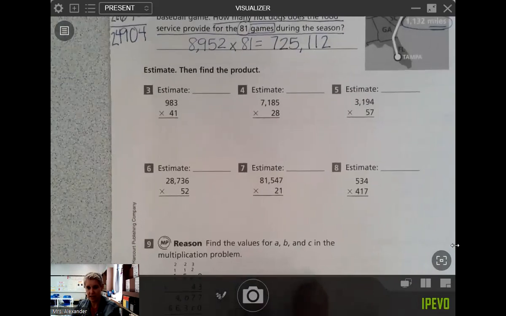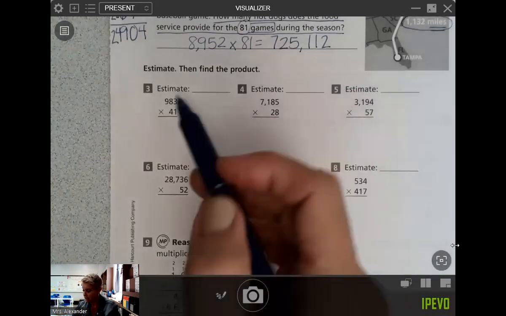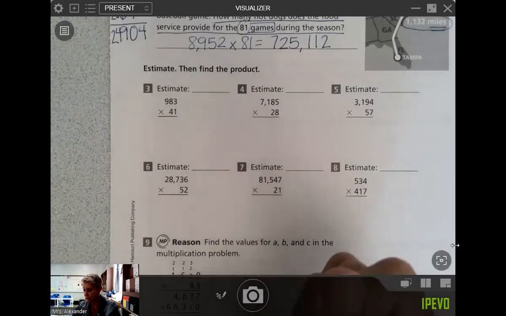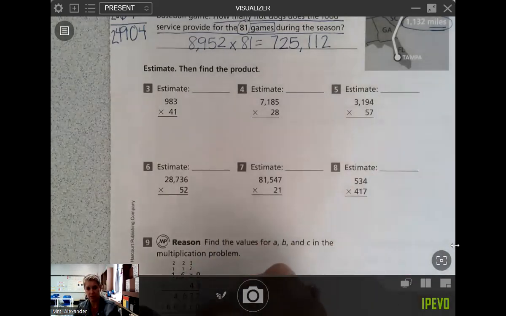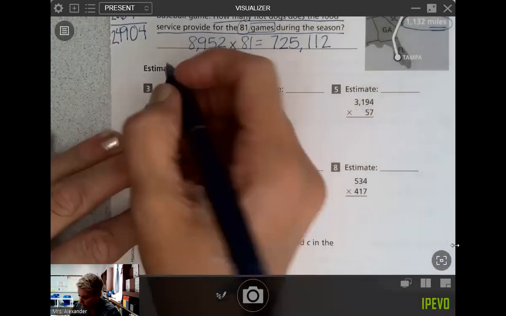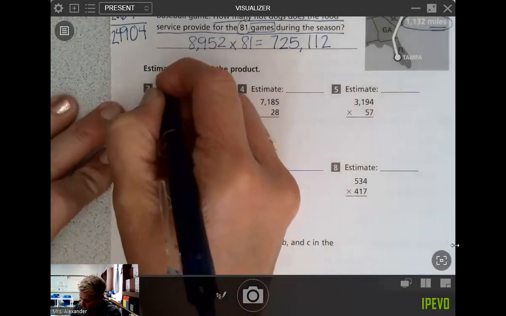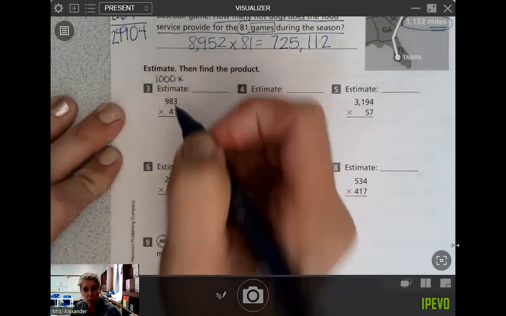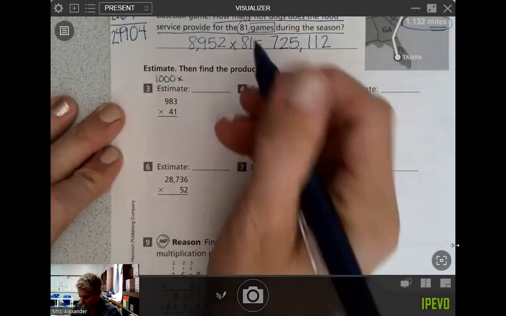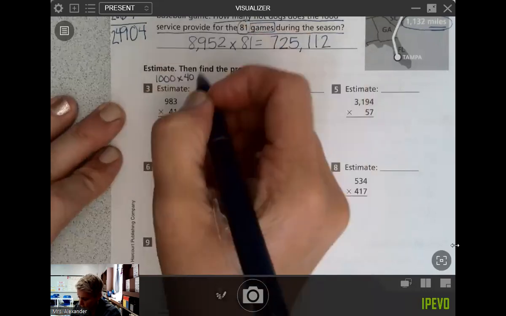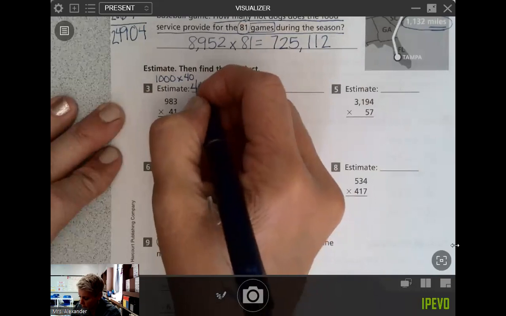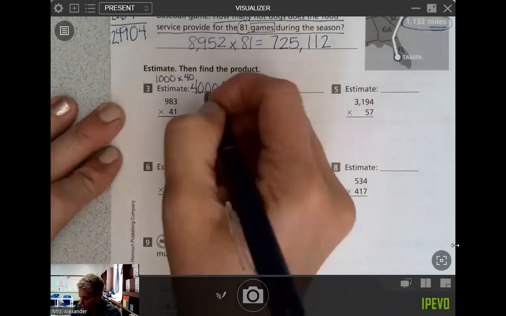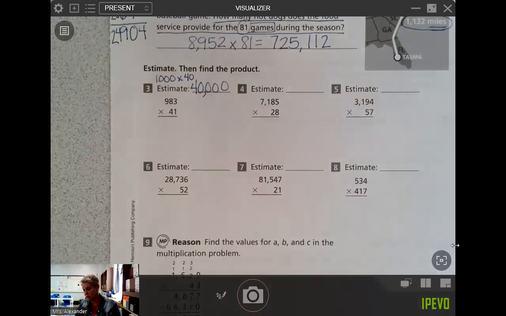All right. Let's keep going. I can do the estimating here, I think. If I have 983 times 41, what am I going to round 983 to? I would round that to 1,000. And 41 would round to 40. So when we do 1 times 4 is 4. 1, 2, 3, 4 zeros. Our answer hopefully will be close to 40,000.